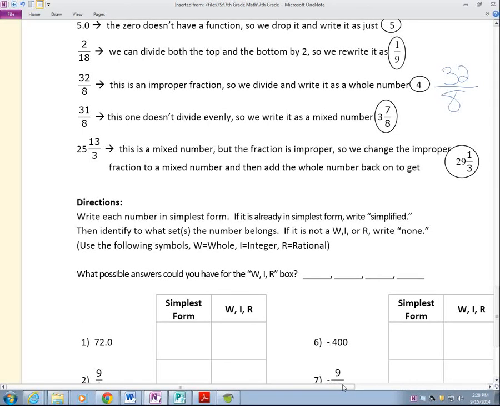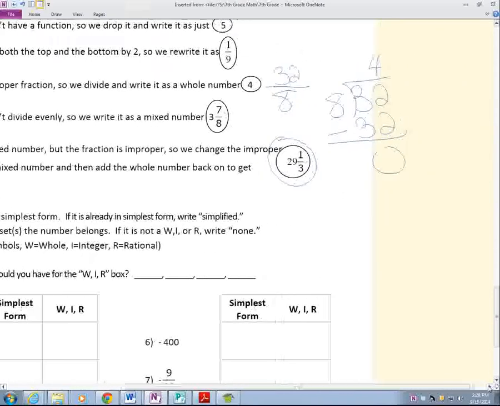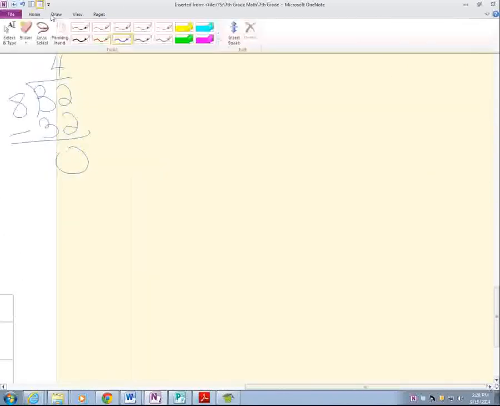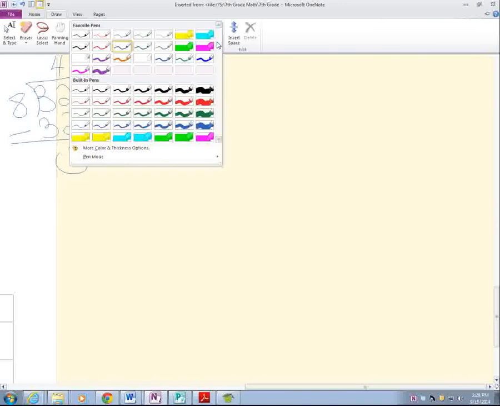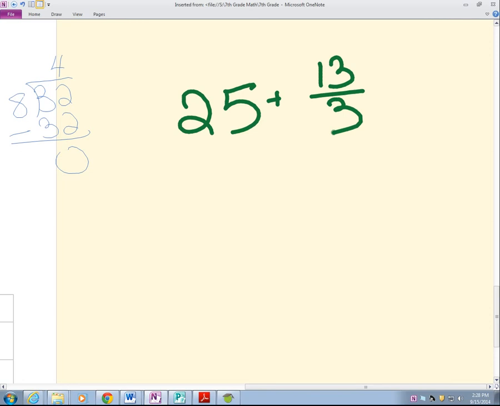Do I need to show you how to do that? I just saw a whole bunch of scowls. Raise your hand if you'd like me to show you how I did it. Okay, good. This is what happens with that improper fraction. We have 25 and 13/3.